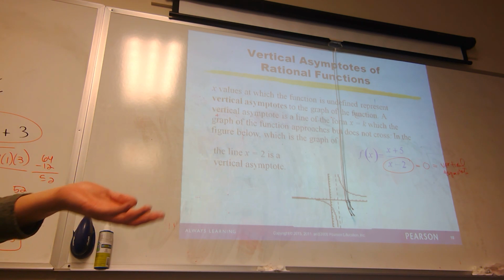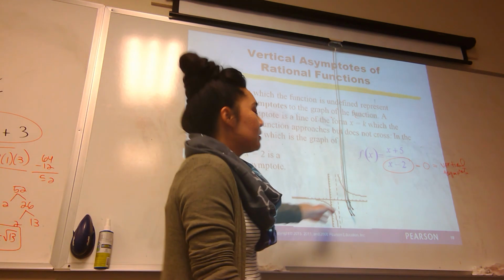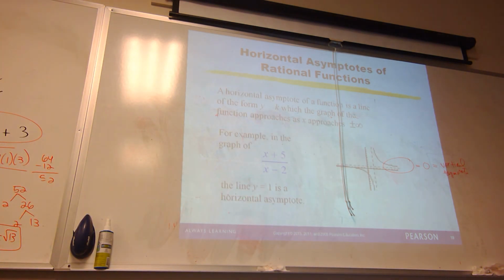And that's just important because what if you get a solution that is along that vertical asymptote? Then you really don't have a solution. You did something wrong, okay? You also have horizontal asymptotes. This is a little bit trickier.